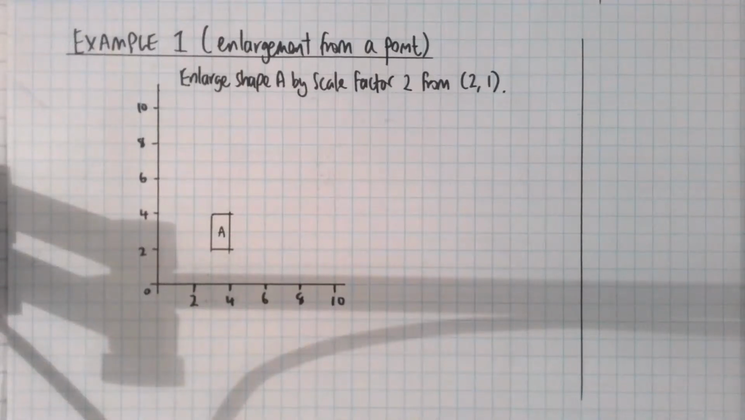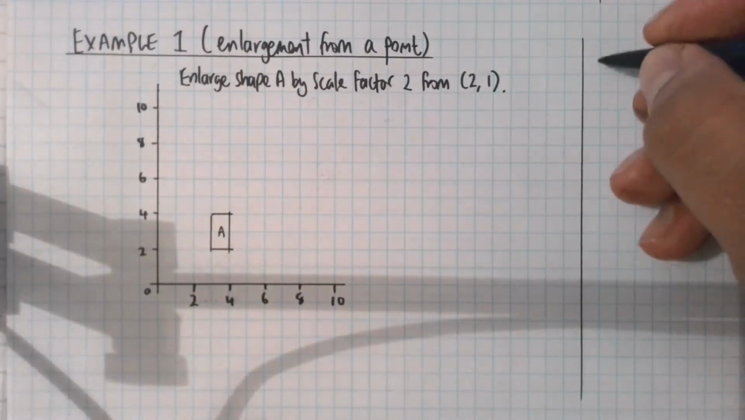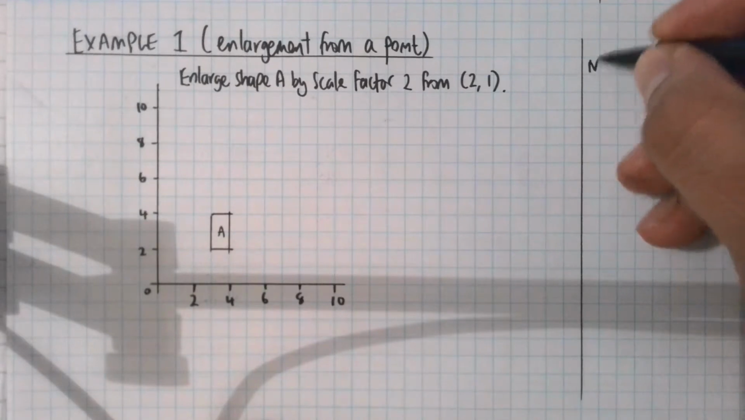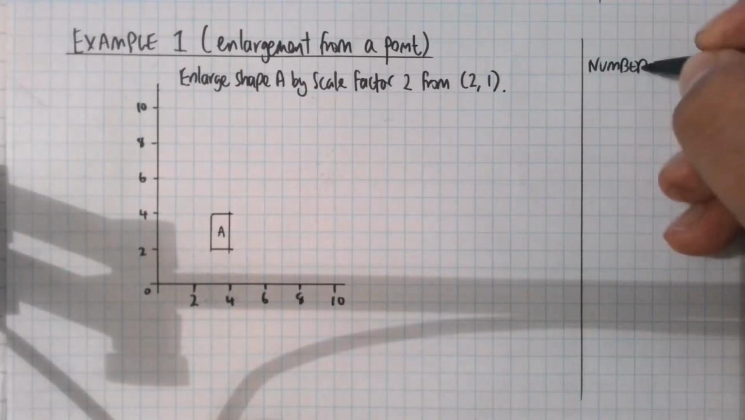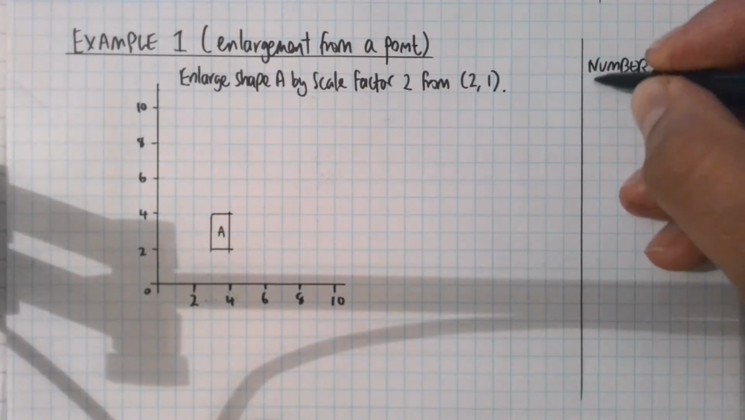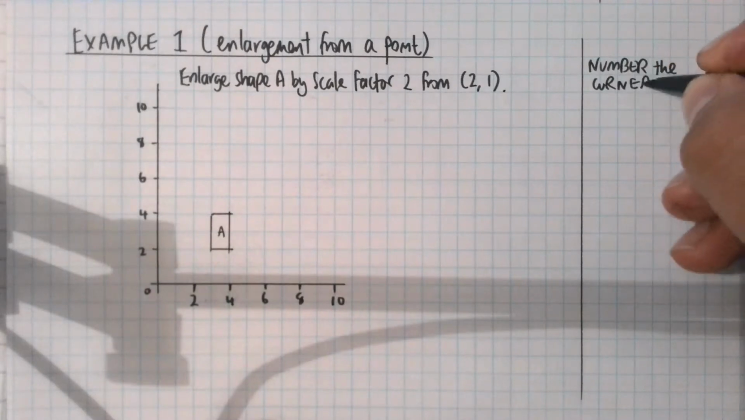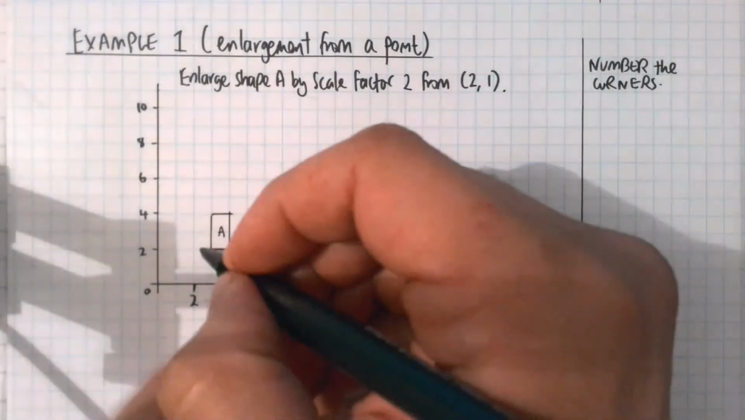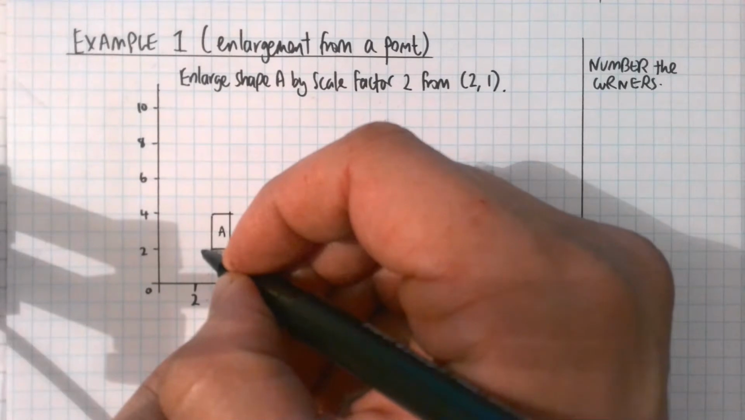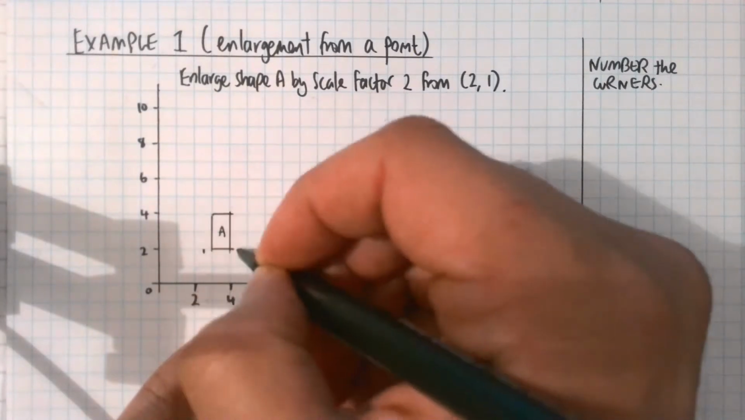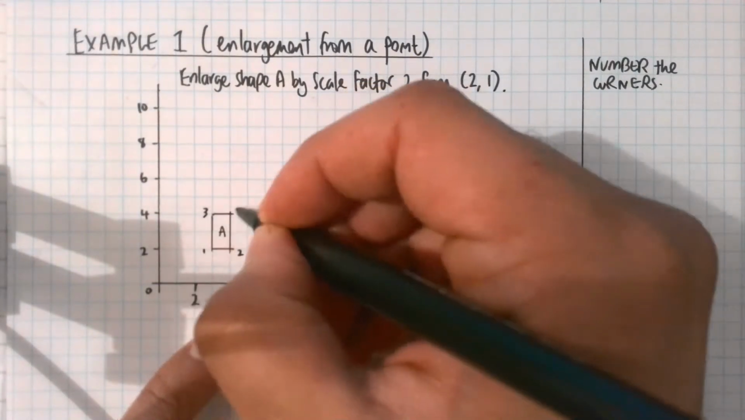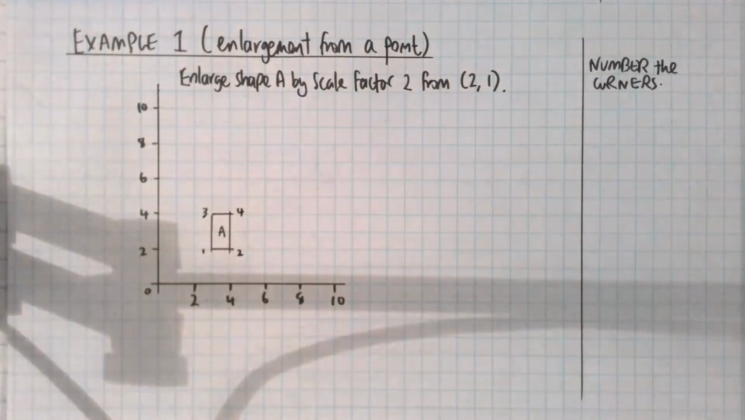We're looking at enlargement. Enlargement is normally done with a bit of tracing paper, but we don't have tracing paper, so we're going to be using a vector method. So the first thing is to be numbering the corners. It doesn't really matter which way you number the corners, as long as you've numbered them clearly and you know what corners are what numbers. It might help to use different colors.